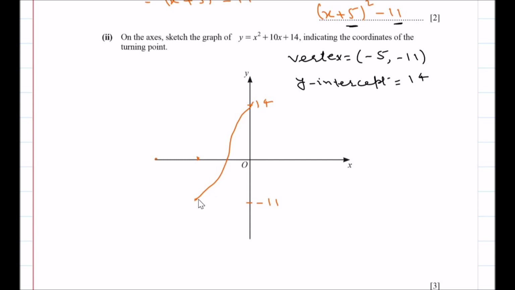See, this is, so we can get one other point here. So here we need to draw the U-shaped parabola like this. Okay. And you can show here it is -5. So your vertex is here at -5, -11. We need to show this to get the full mark. Okay.